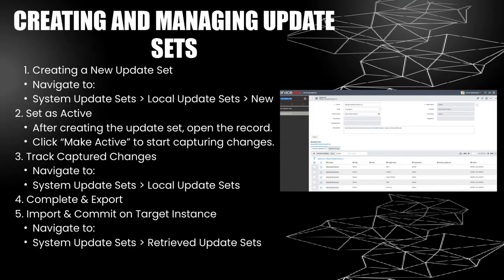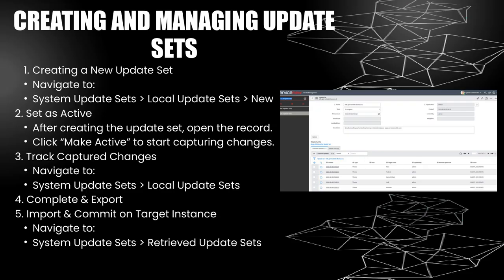All right, let's talk about creating and managing update sets. First, you'll want to create a new update set by navigating to System Update Sets, then Local Update Sets, and clicking on New. This is where you define a new container for your changes. Once you've created it, you need to set it as active. To do that, open the record and click Make Active. This step is crucial because it tells the system to start capturing all the changes you make moving forward.